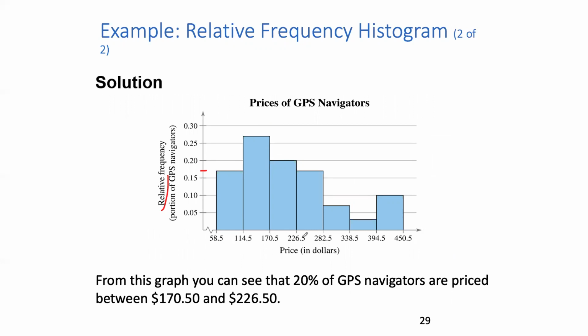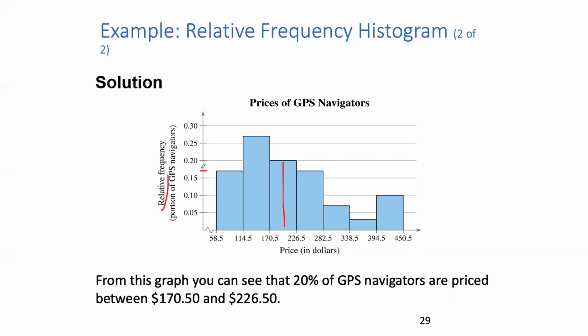For instance, if I look at the third class, it tells me that between 170.5 and 226.5, about 20% of GPS navigators are priced between $170.5 and $226.5, right? How am I getting that? I'm looking at the height of this relative frequency bar, which is 0.20, which I can read also as 20%, and that gives me that information.